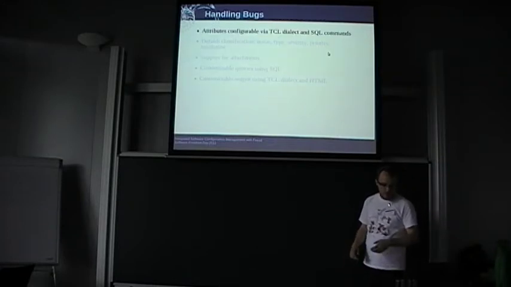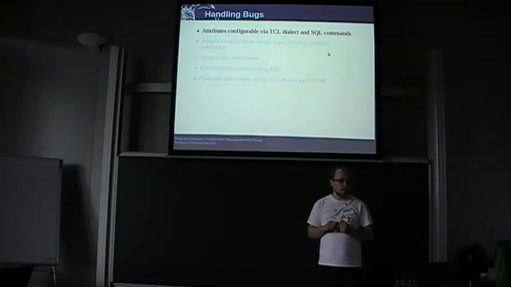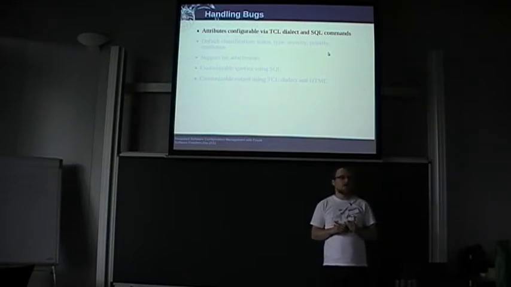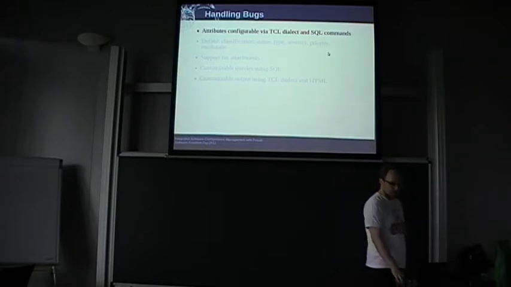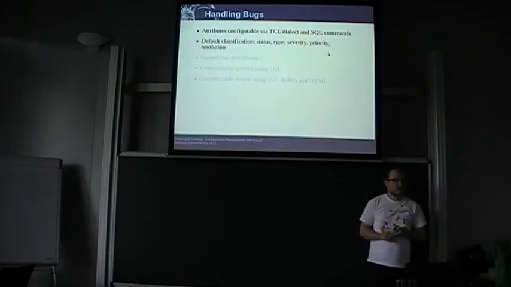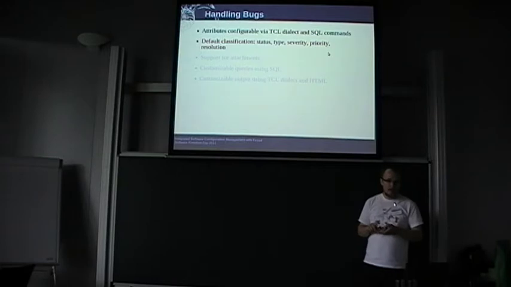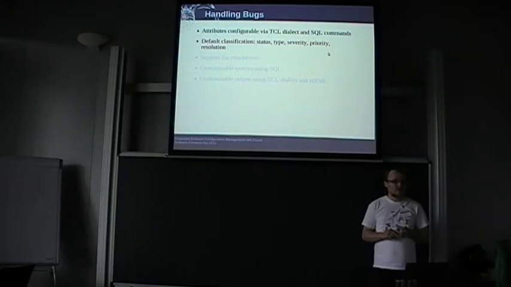Handling bugs. Fossil allows the attribute lists of bugs to be configured. It's using a typical dialect for that, and depending on the context, also SQL commands to extract and modify the behavior. Default classifications are the status of a bug. Well, is it still open? Has it been fixed? The type of the bug, is it a feature request, is it a defect, the severity, how important is it, the priority, should I fix it now or can it wait, and of course how it has been resolved.